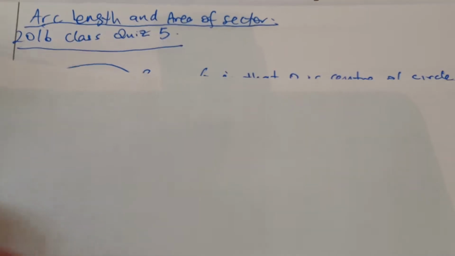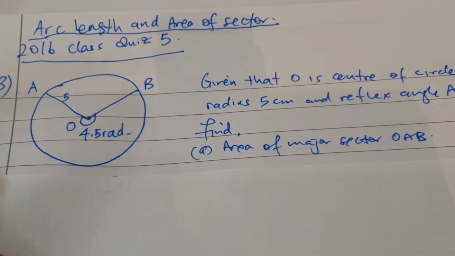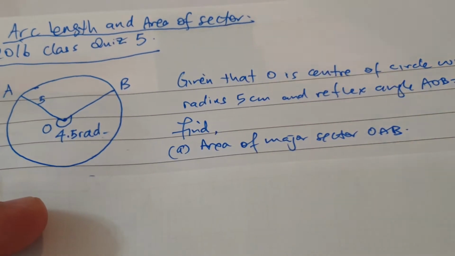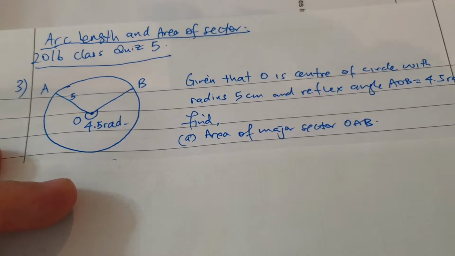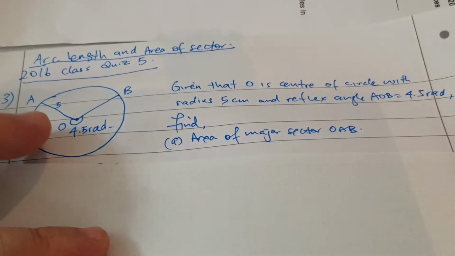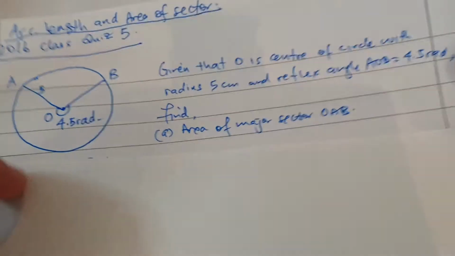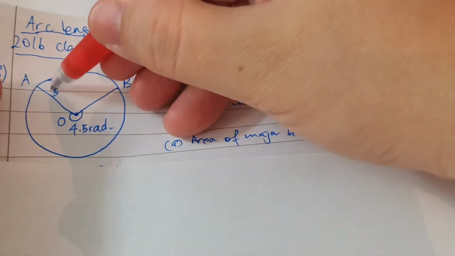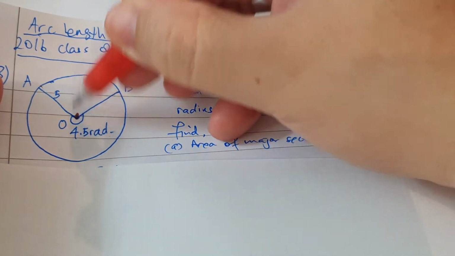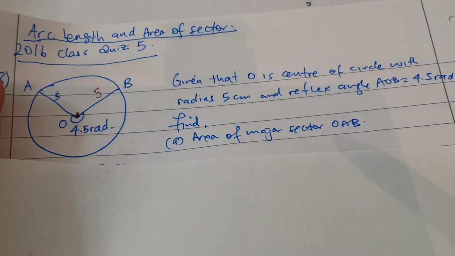Now, this is question 3 from the 2016 class quiz. You go and check, it might be in your homework. But if it's not in your homework, then never mind, I just try it out, okay? So the question goes like this. You have O as the center of a circle. So this center is O here, and it has a radius of 5 cm. That means, as I told you already, from the center to anywhere on the circumference is 5. So you just label 5.